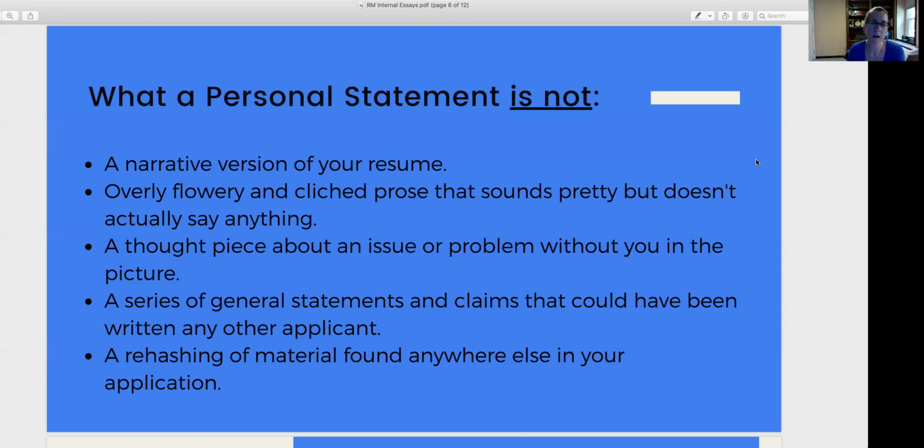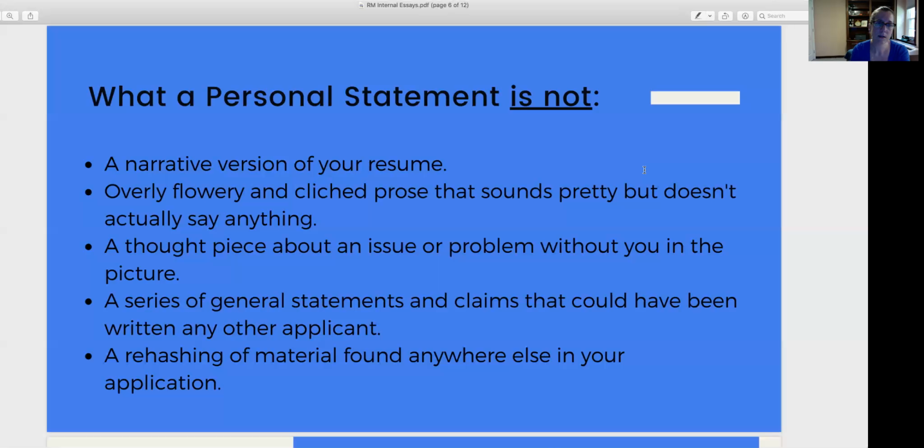Another tip here about what a statement is not: it's not a thought piece. So, this is not your moment to wax poetic as though it were an op-ed in the New York Times about how you're going to solve the world's problems and that this is the major root cause of all these things. This is more about clearly defining an issue and then talking about how you got to that place where you care very deeply about it.